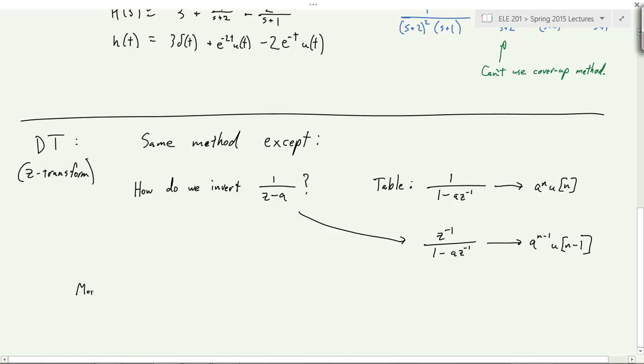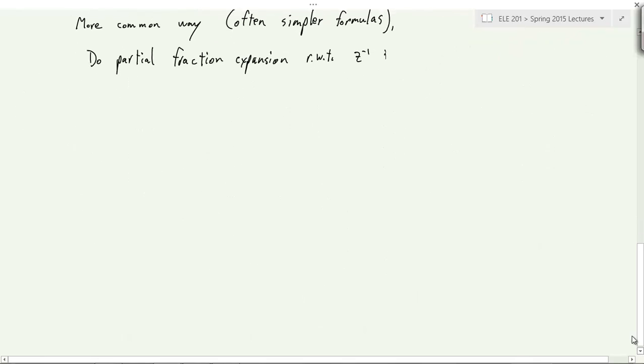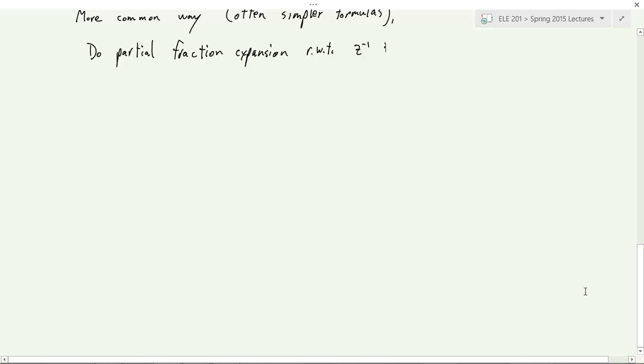It's more common to do the following steps that you'll see in my example here. The more common way often gives you simpler expressions when you're finished, although they would both be correct. What you do is do partial fraction expansion with respect to z inverse instead of with respect to z. You'll see what I mean in the following. Again, both would be correct, but this is just more common because it ends up usually being simpler.